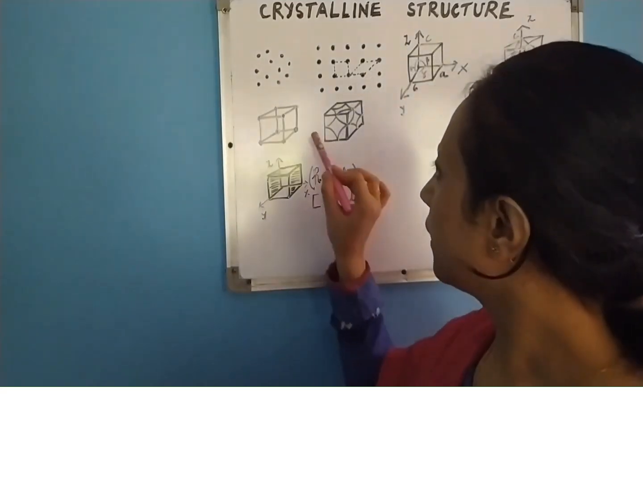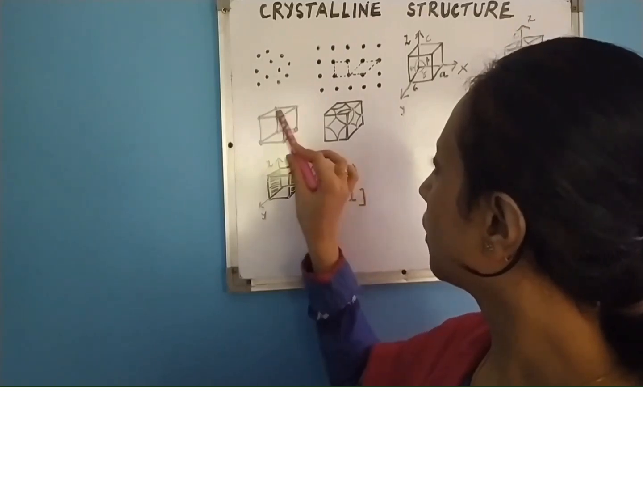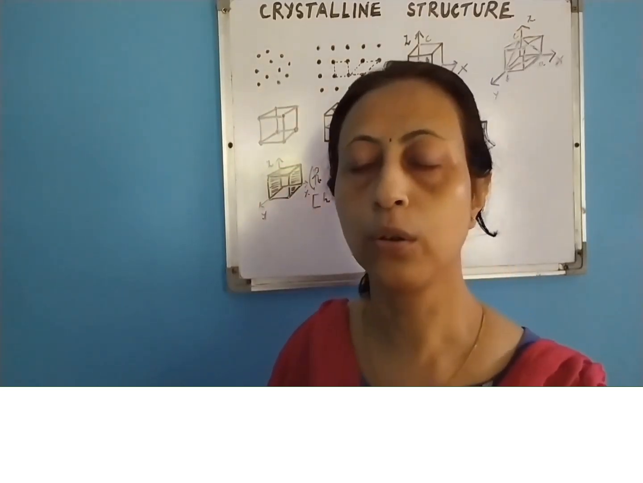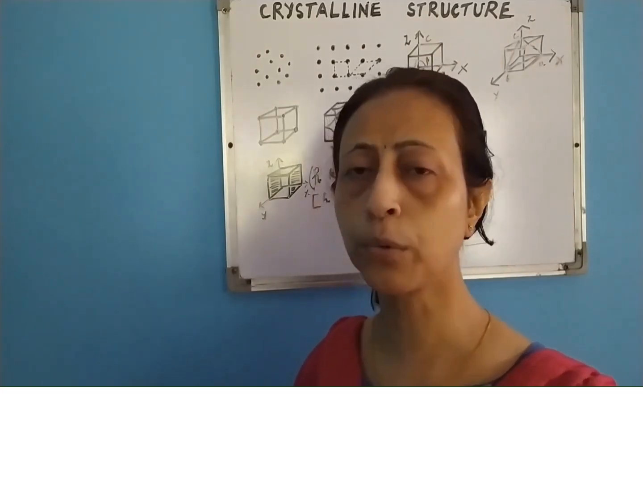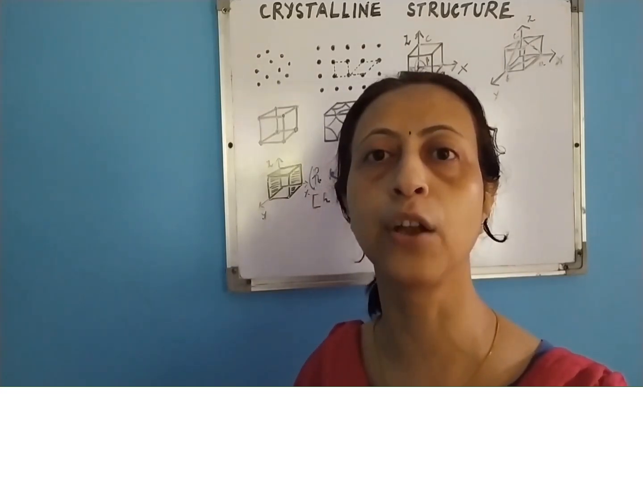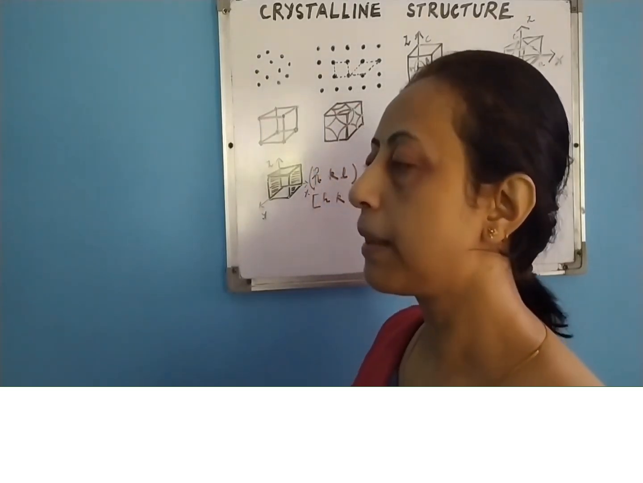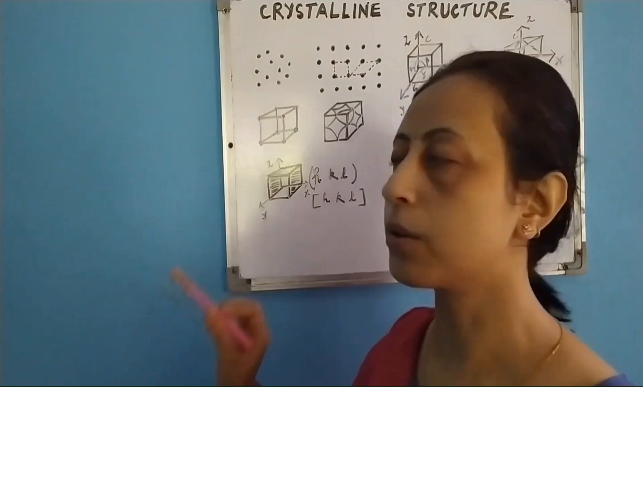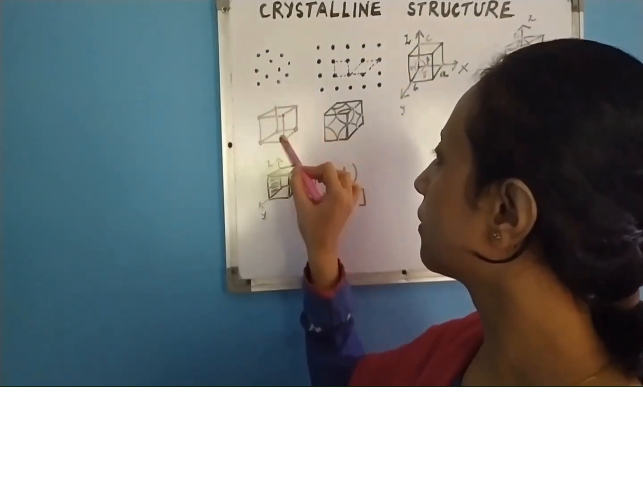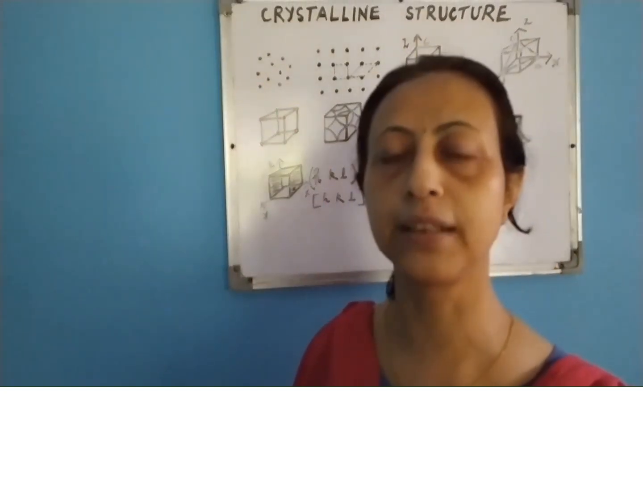After learning what a unit cell is, now let us know the types of unit cell. There are two basic types of unit cell, primitive and non-primitive. Primitive means that if you have the atoms or molecules only at the corners, then that is called a primitive unit cell.